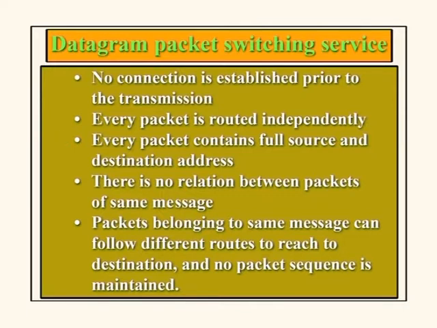Every packet contains full source and destination address. There is no relation between the packets of the same message. Packets belonging to the same message can follow different routes to reach the destination, and no packet sequence is maintained. Packet switching in virtual circuit and datagram is done by a router or layer 3 switches.